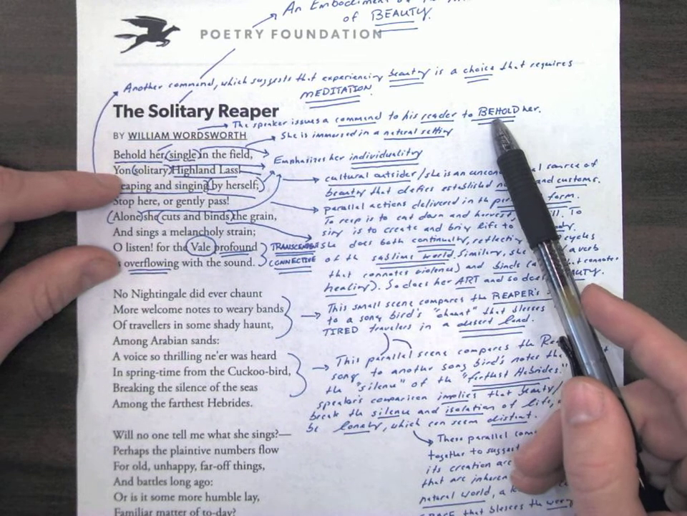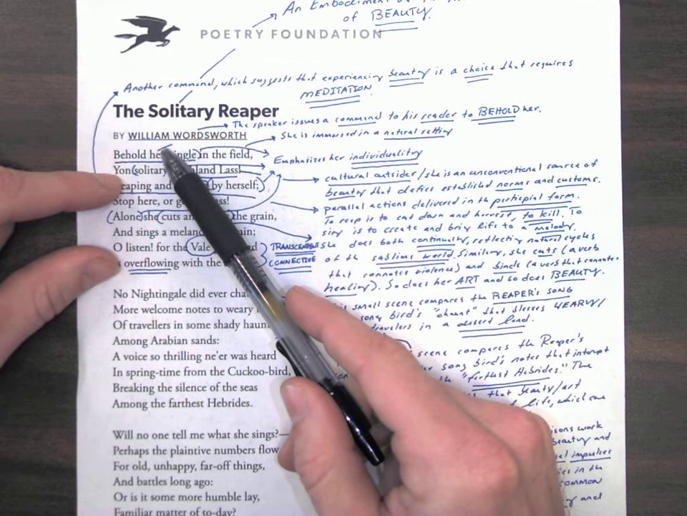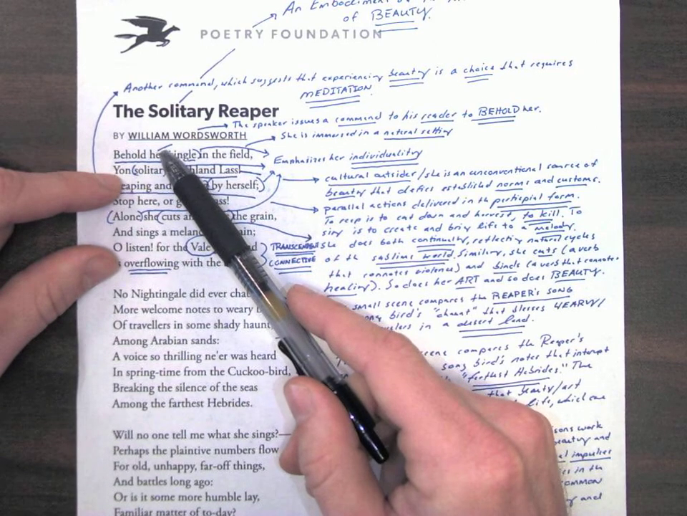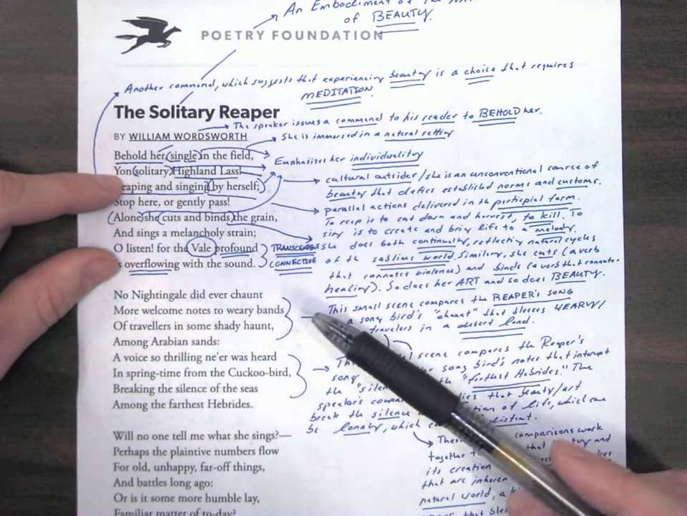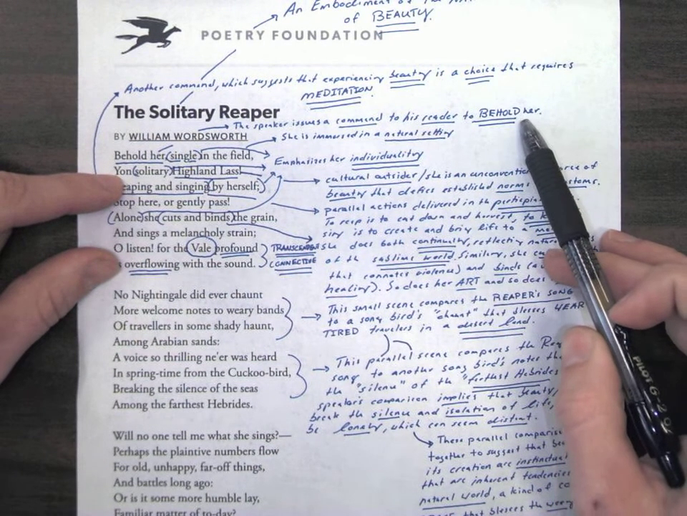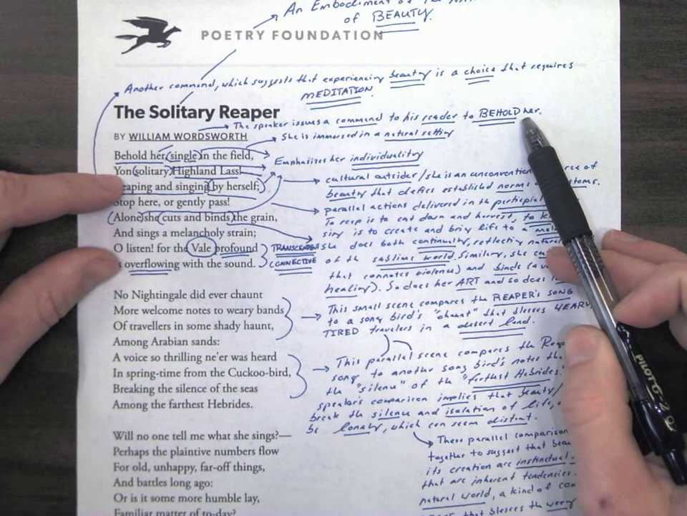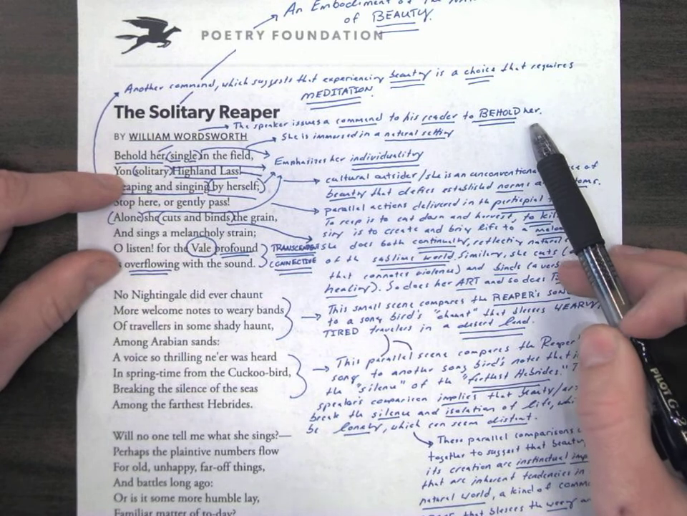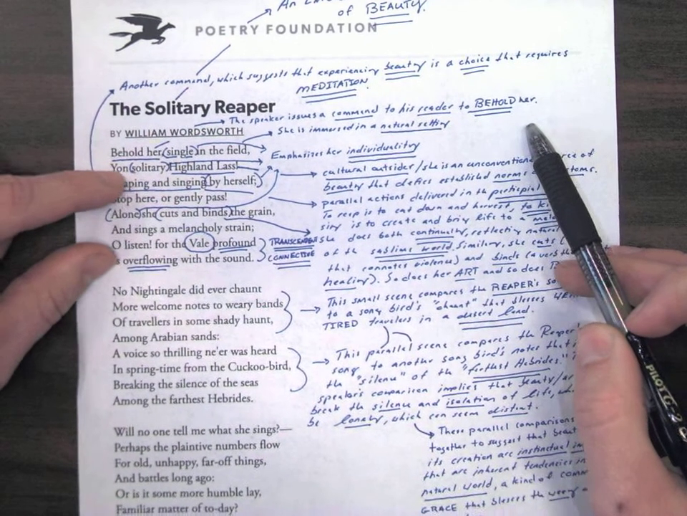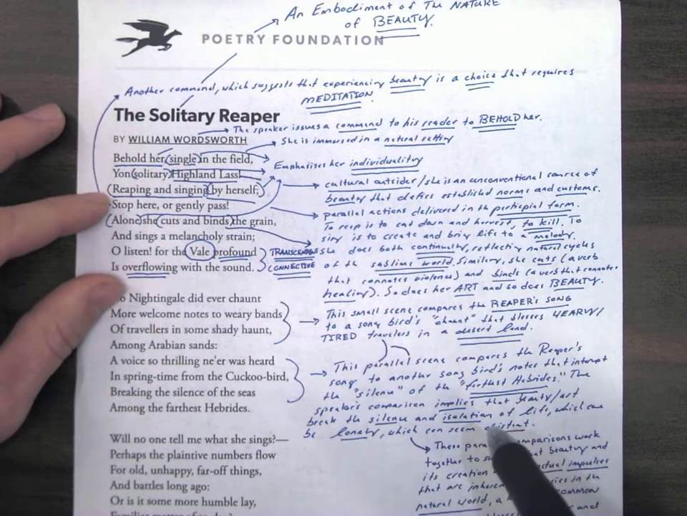And in order to behold the solitary reaper as a reader of poetry, you have to do something. You don't look out your window and see the solitary reaper. You can't turn on your TV and see the solitary reaper. To behold her, you must engage with her where? In your mind, in your imagination. It's a process that requires you to actively engage.